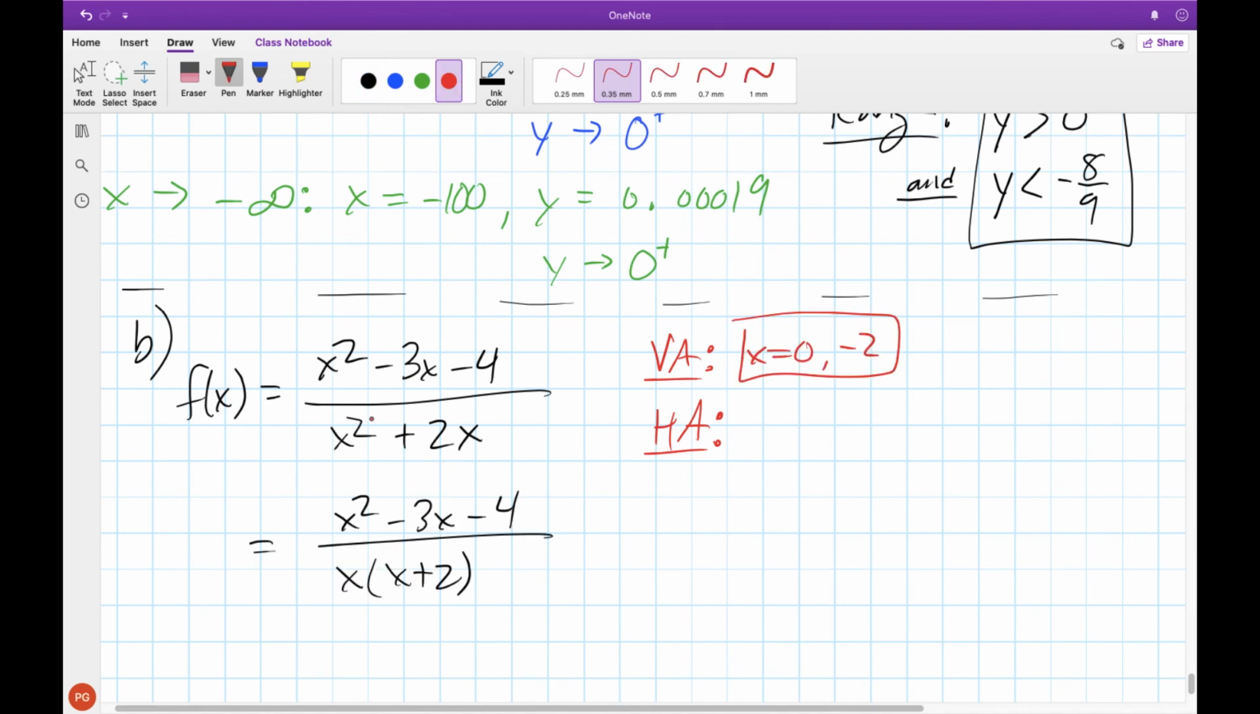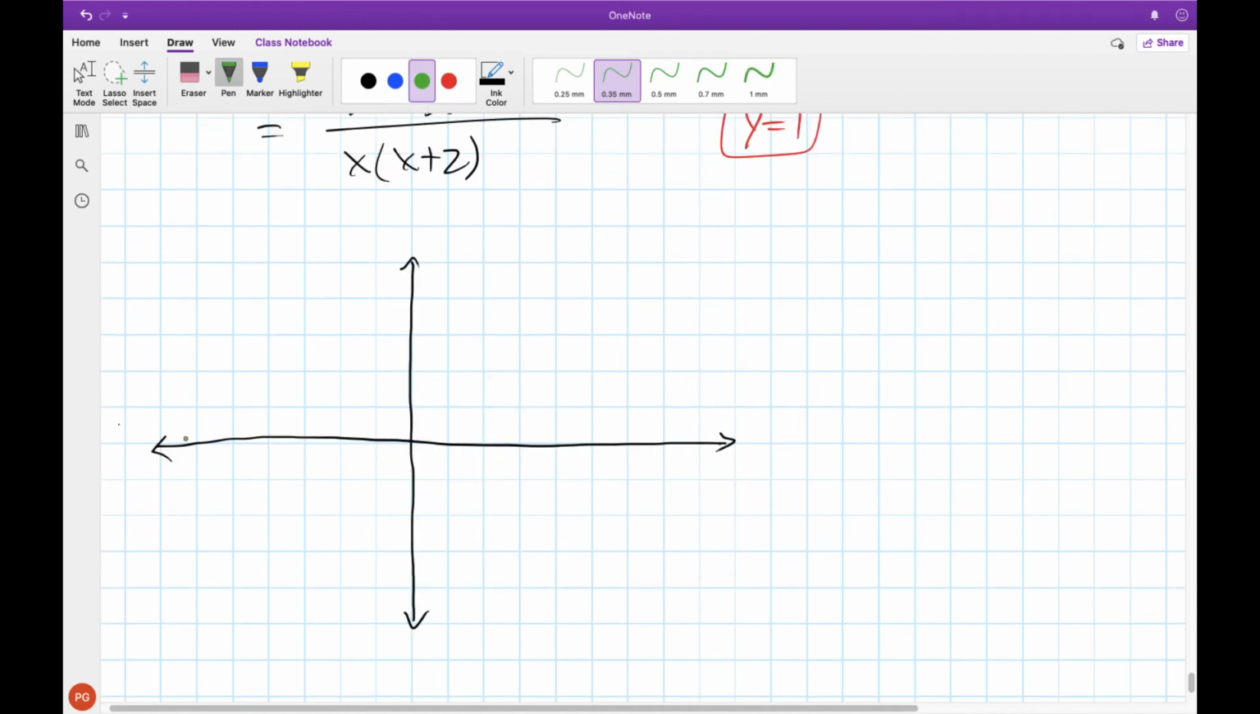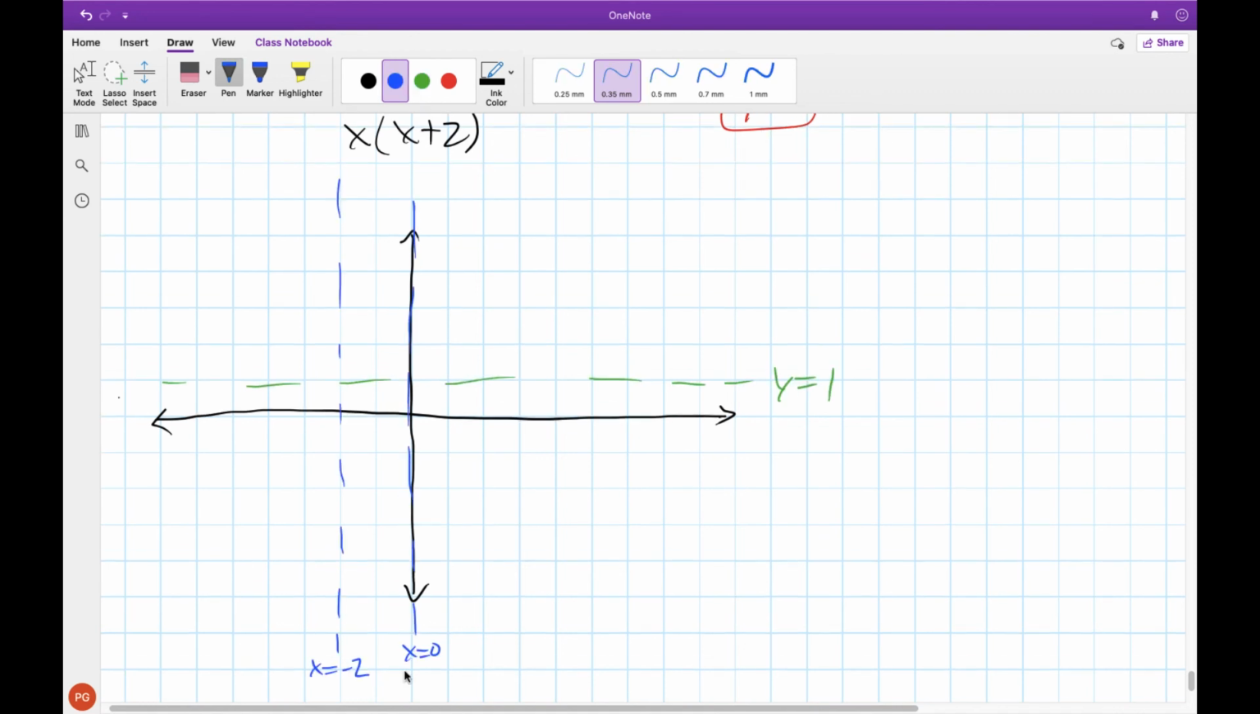For our horizontal asymptotes, we're going to take a ratio of our biggest degree terms on the top and the bottom. Once we take this ratio, it's 1. So if we set x equals infinity for 1, it's just 1. So our horizontal asymptote is at y equals 1. We can sketch out on our graph here. We've got our horizontal asymptote at y equals 1, and two vertical asymptotes at 0 and -2.